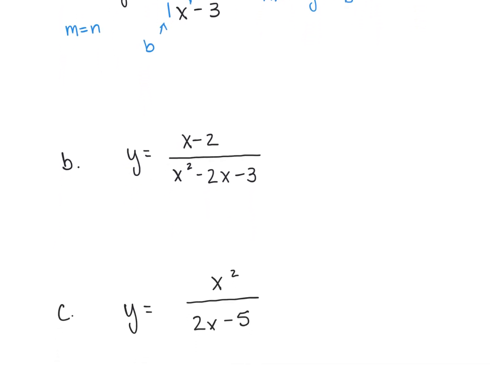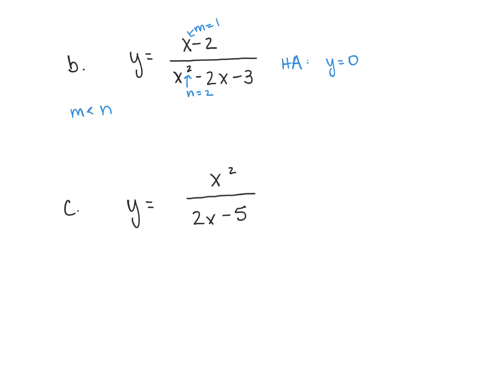On example B here, you'll see that m is equal to 1, and n is equal to 2. So we actually have a situation where m is less than n. And according to our previous page, when this happens, our horizontal asymptote is going to be y equals 0. So it's as simple as that.